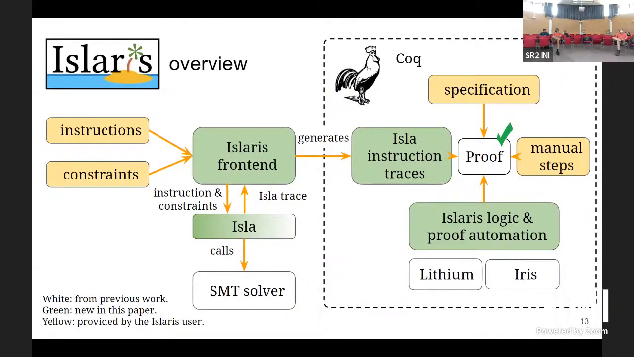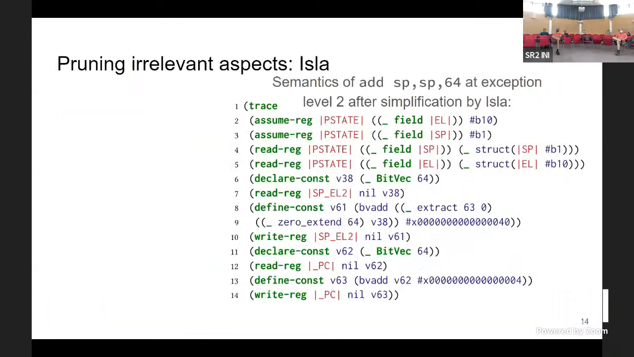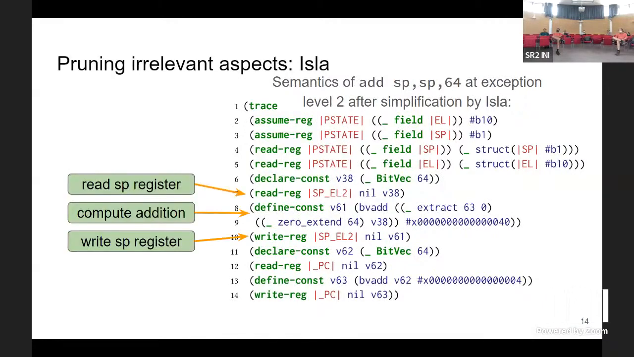I want to show just how much the simplification benefits us. That instruction I showed before was only a fragment, a single case. Here is the Isla trace we get for that add instruction when we specify that we're executing at exception level 2, which is hypervisor mode in ARM speak. There's a little boilerplate at the start and the end, but the core is exactly what we described in our naive semantics: read the stack pointer register, do some simple arithmetic, and write back to the stack pointer register.